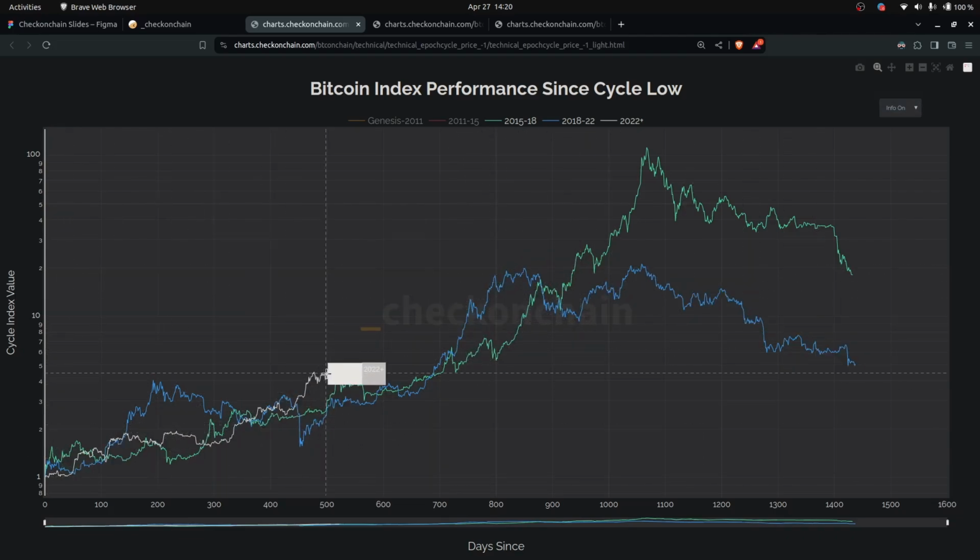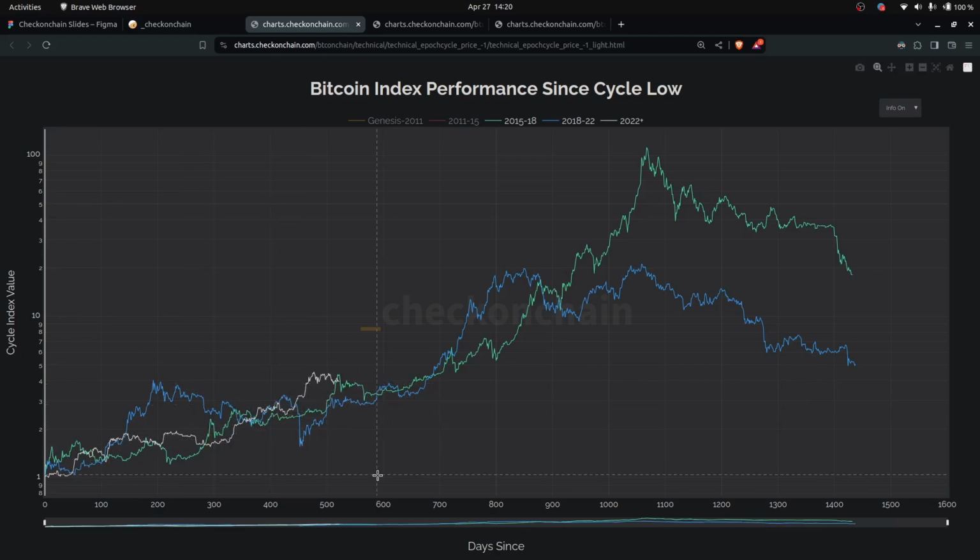And at least to my eye, it is remarkable how much we're in the same ballpark. Now, granted, this is on a log scale, right? So it can be a little bit deceiving. We're looking at a 3x here from the low versus a 4x. We're talking about 100% in terms of price performance there. Nevertheless, following a relatively similar trajectory.